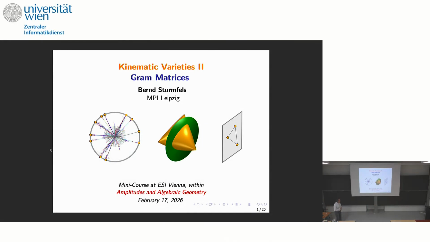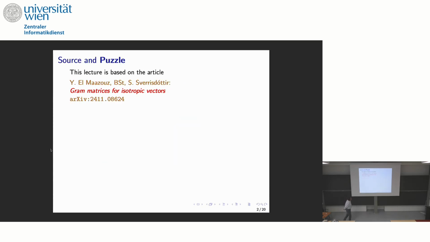Thanks for coming. I'd like to tell you about Gram matrices. This is the logo for the ERC Synergy project that Johannes and I and others are involved in. It's called Positive Geometry in Particle Physics and Cosmology. These three cartoons are for positive geometry, particle physics, and cosmology. Today, towards the end, I'll say a little bit about the cosmology. The lecture is based on this article called Gram Matrices for Isotropic Vectors, with Jesus and Swala.